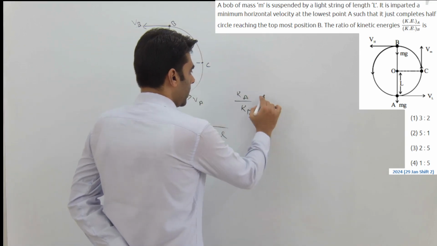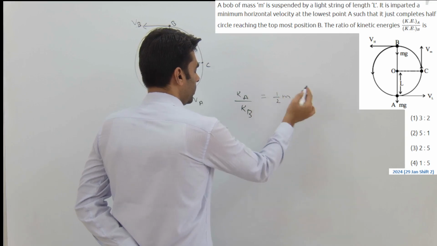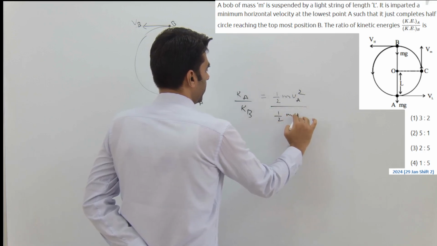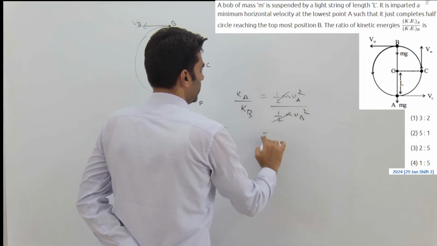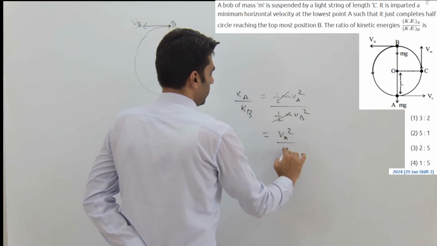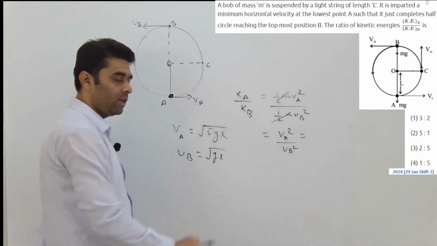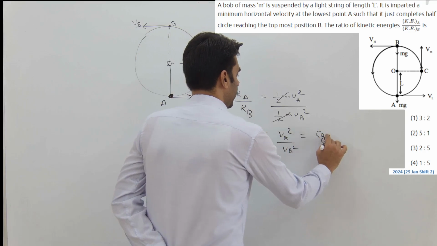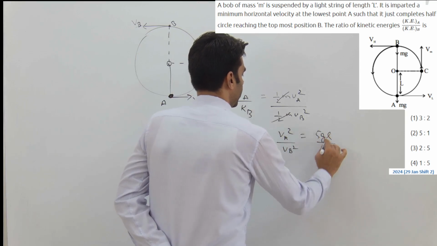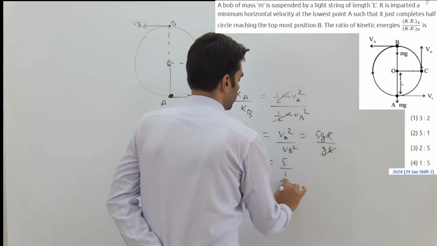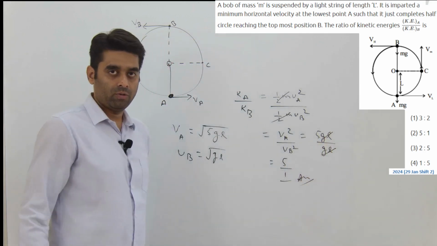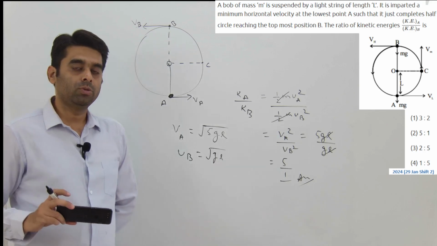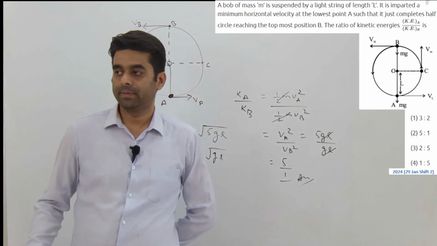So Ka by Kb. The particle is the same only. So half m Va square divided by half m Vb square is basically Va square by Vb square. How much is it? Va is root 5gL, so Va square is 5gL. So 5gL divided by gL cancels out, 5:1. So our answer is 5:1. Check your option. Option number 2 will be our correct answer. Let's move ahead.